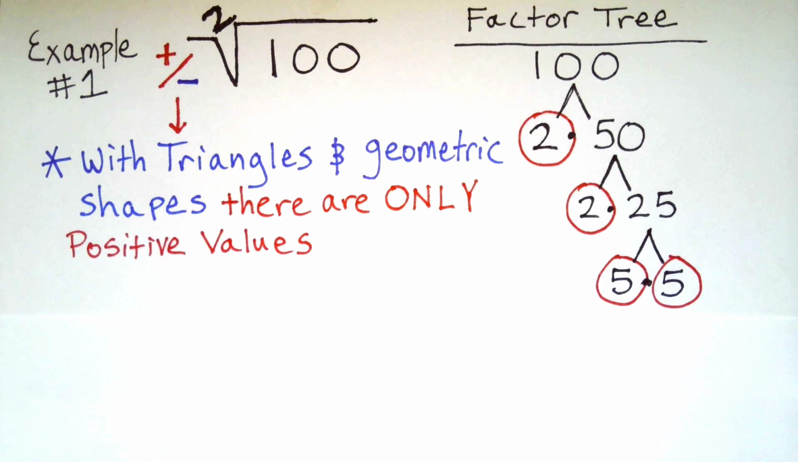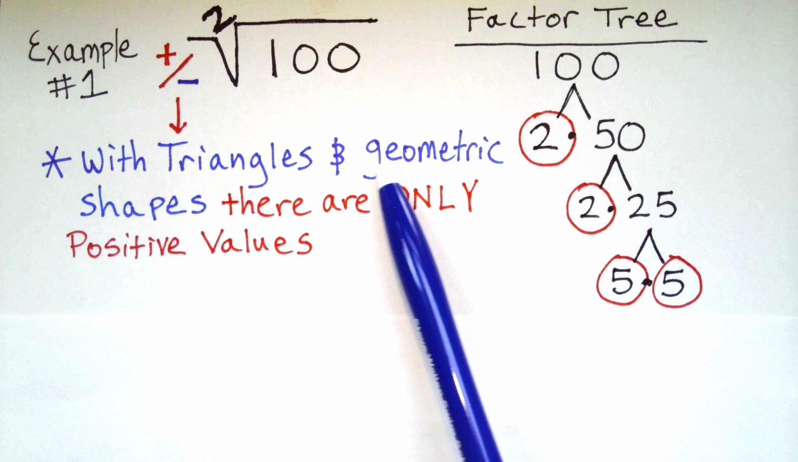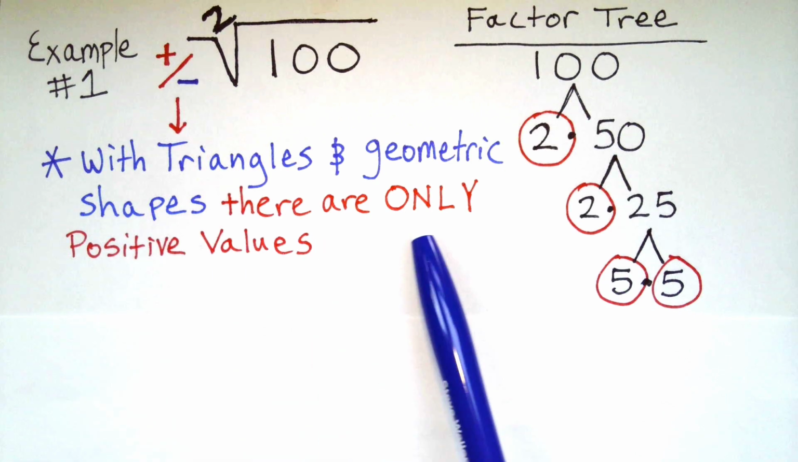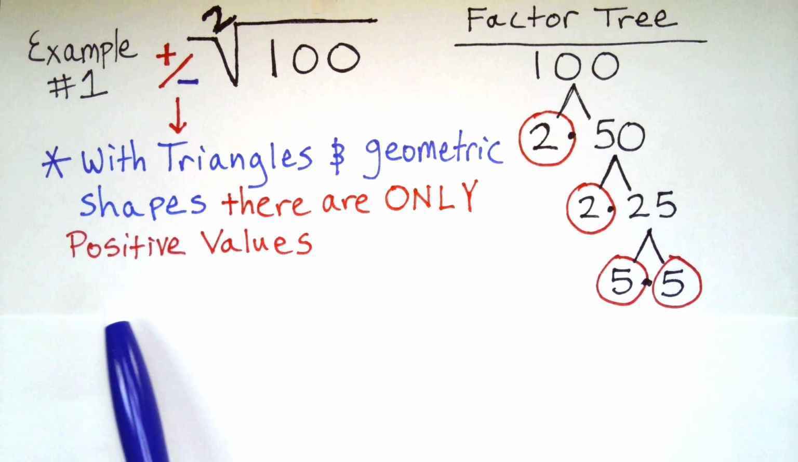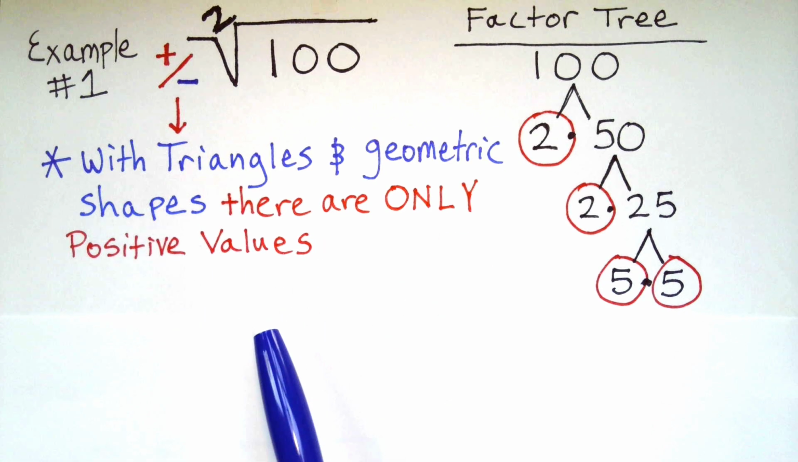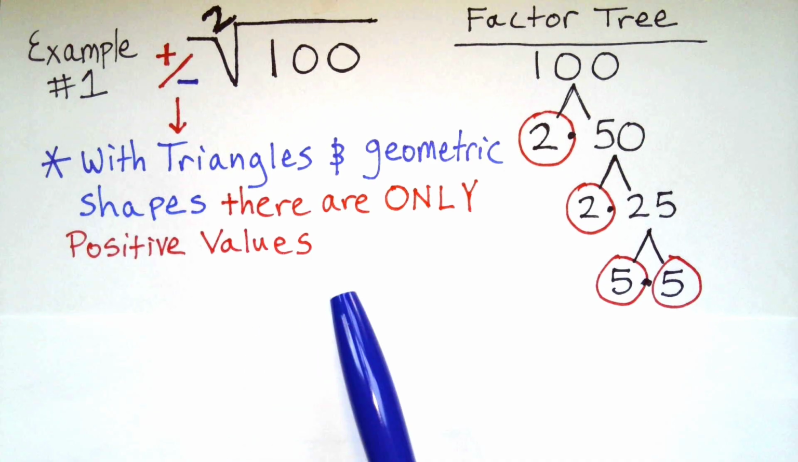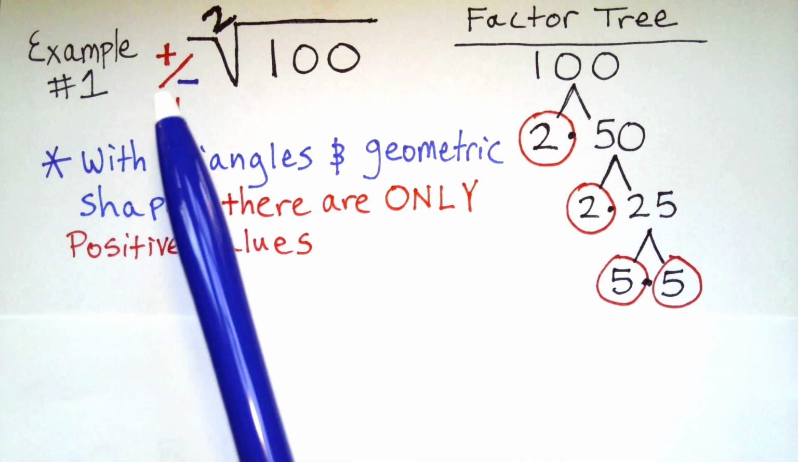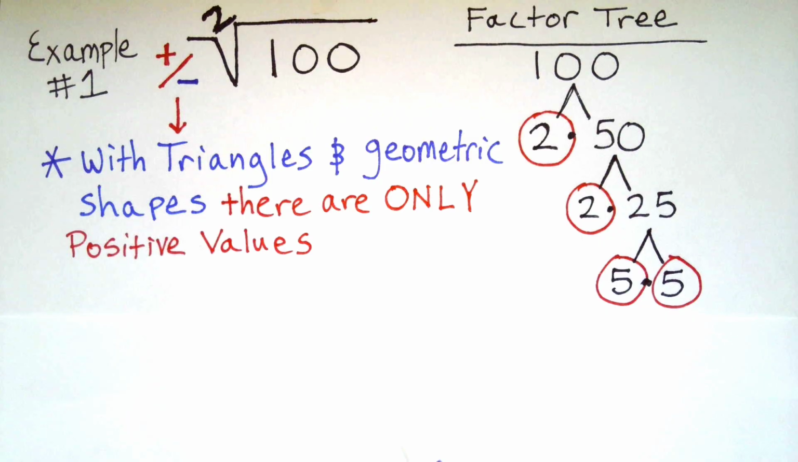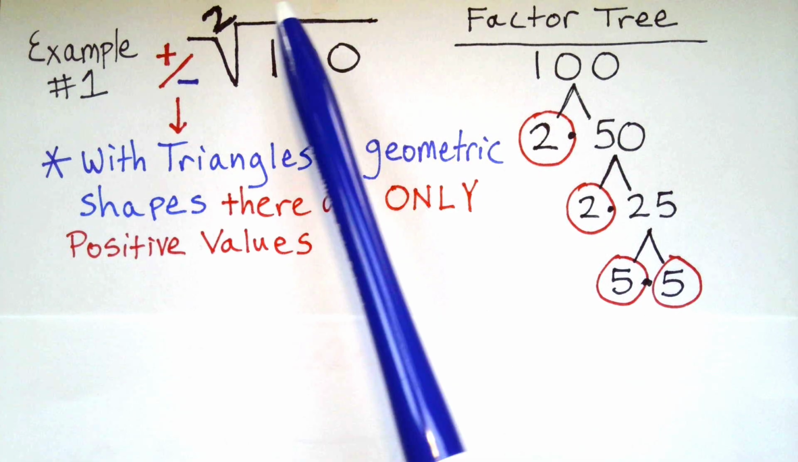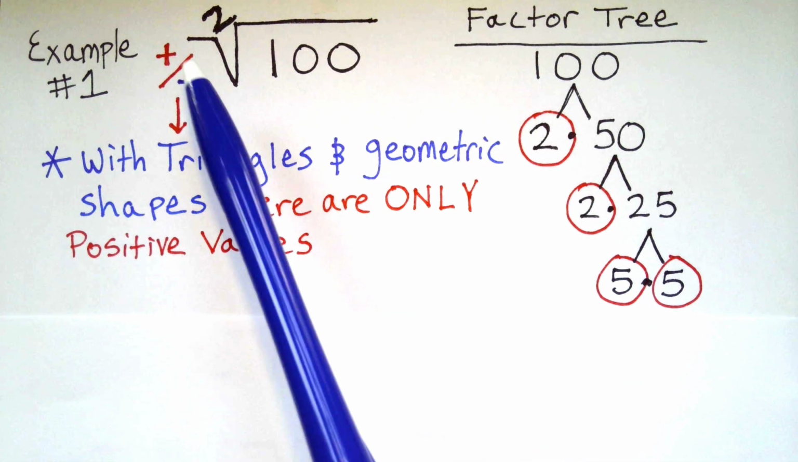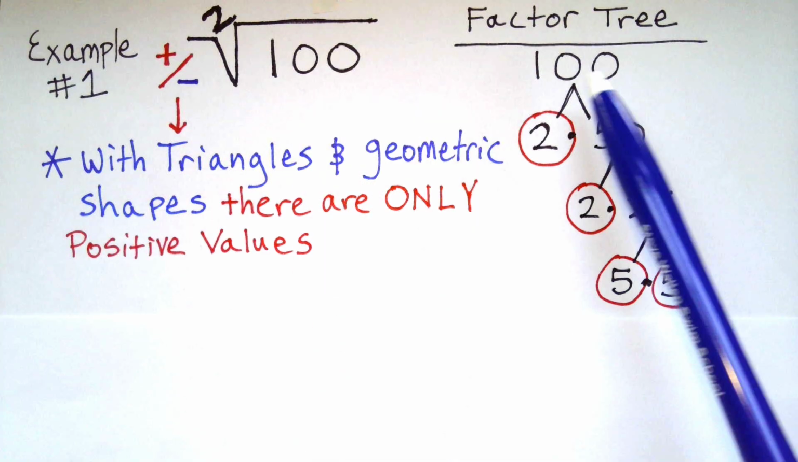So again, when you're working with triangles and geometric shapes, there are only positive values, and that needs to be understood. But every square root has that plus and minus in front. I'm going to go over that in detail a little bit later on. So our target here is the square root of 100. I'm going to take 100 over here.